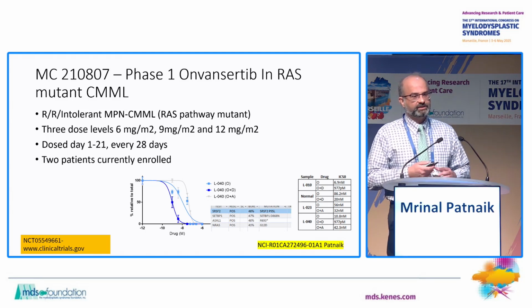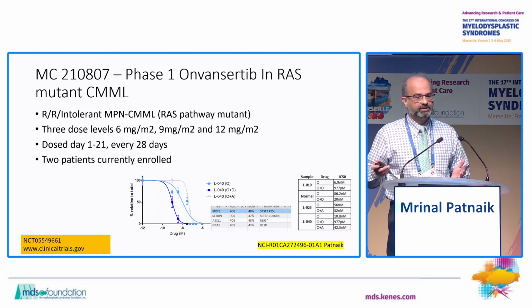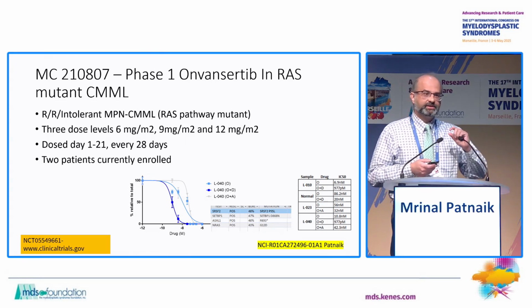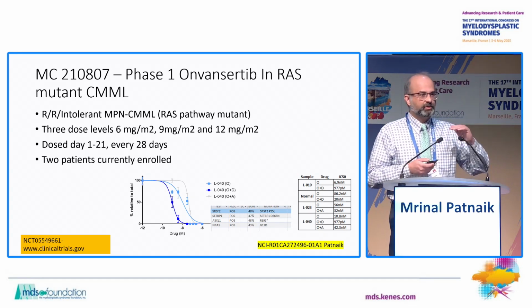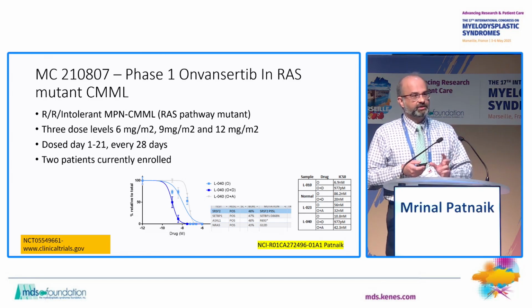So MC210807 is a phase 1 study that enrolls patients with relapsed, refractory or intolerant myeloproliferative CMML enriched in RAS pathway mutations. We have 3 dose levels, and we are basing this study very uniquely, not just on maximal tolerated dose, but also on targeting efficacy by looking at the phosphorylation of TCTP, which is a natural product of this pathway. We have now dosed 2 patients on this trial. Patient 1 has completed 6 milligram per meter squared, tolerated it well. There has been a reduction in spleen volume, and the second patient has just started treatment.